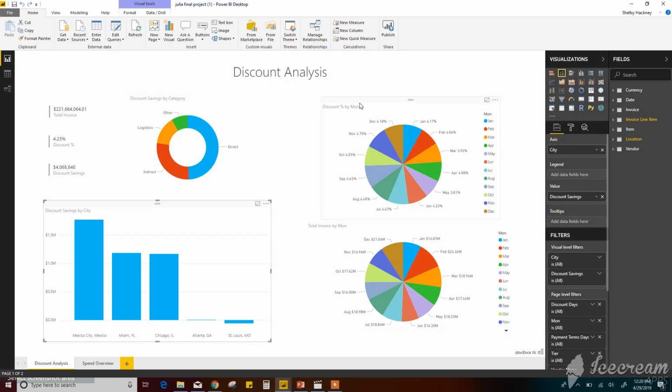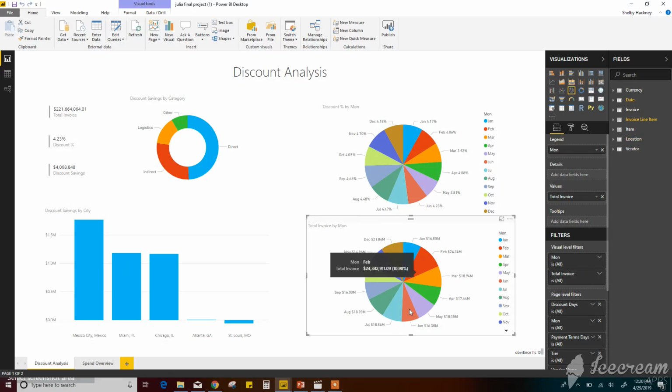Over here, we can see our discount percentage by month. So you can see which months had the best discount percentages in this pie chart. And over here, we can see our total invoice amount by month, so the invoice amount for each month on this pie chart. Those combined will get us the discount savings. So that's basically it for the discount analysis.